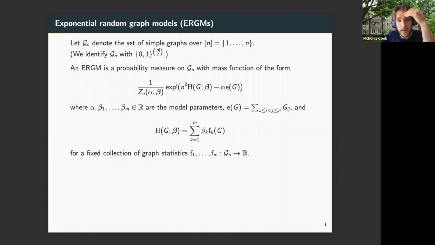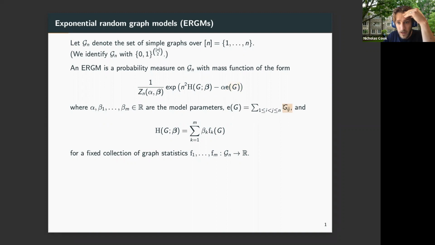So it's an exponential family. It has a probability mass function on this finite set of the form an exponential of, okay, we scale by n squared, which is sort of the order of the number of edges in the graph. And then we have some Hamiltonian function of the graph that also depends on a vector of parameters. And then we have an additional term. I could have put it in with the Hamiltonian, but it's convenient to keep it separate, which counts the total number of edges in the graph.